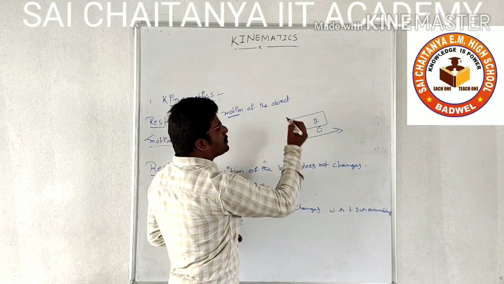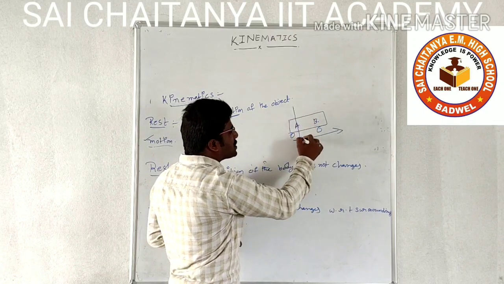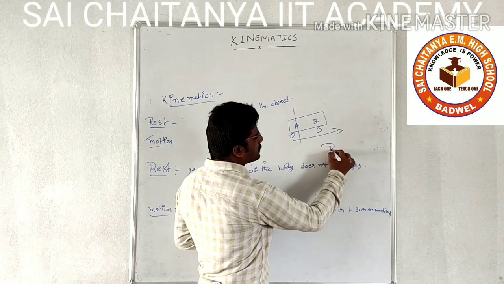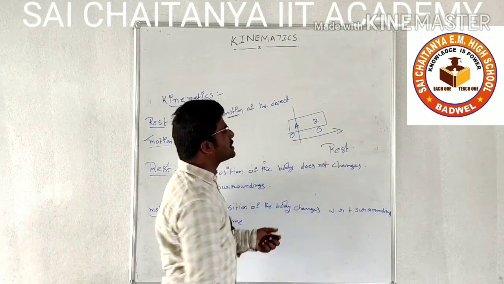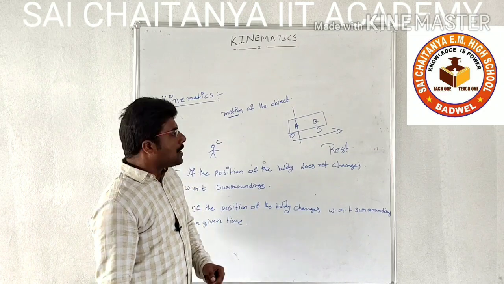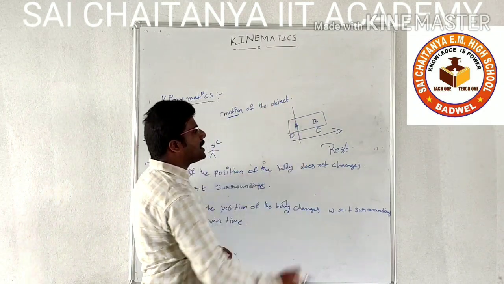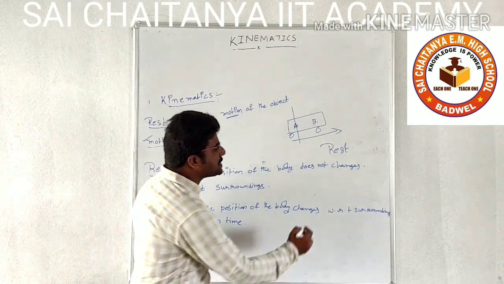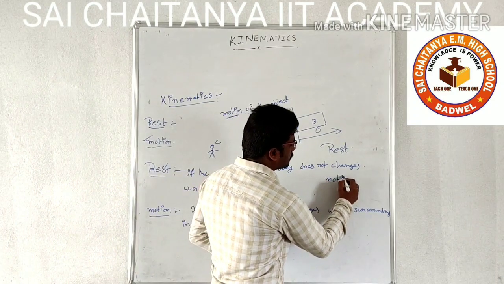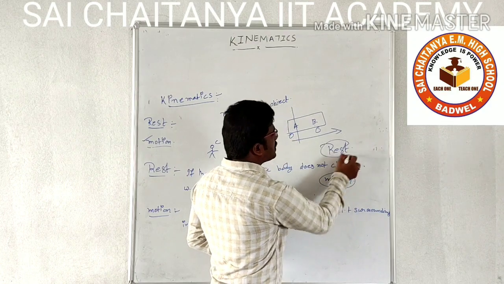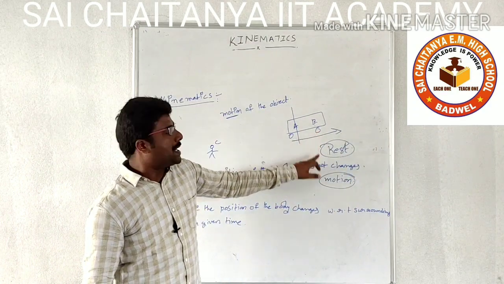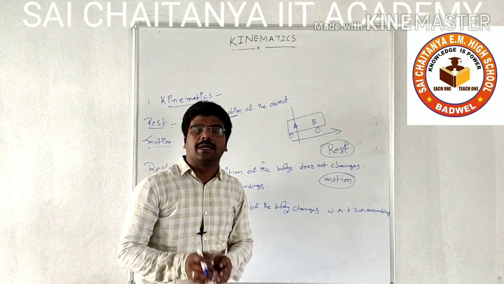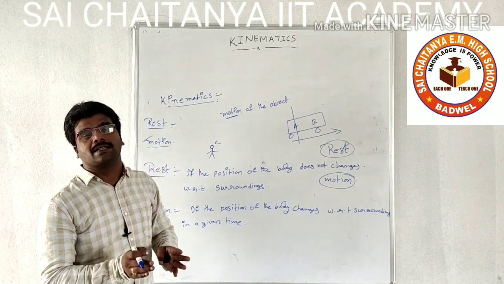Now, if you observe person B with reference to A, B is at rest, because they are in the same vehicle. But the same person B, when observed from C, is in motion. So the person is the same, B, but he appears at rest or in motion depending upon the reference.